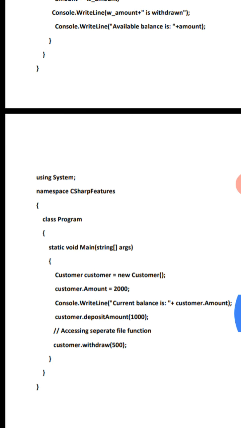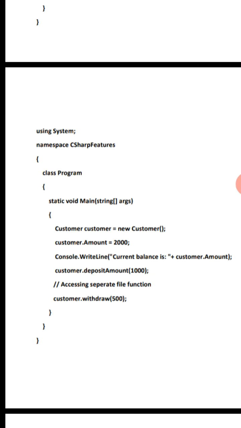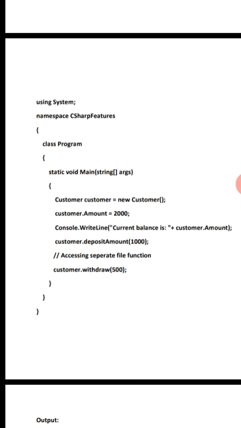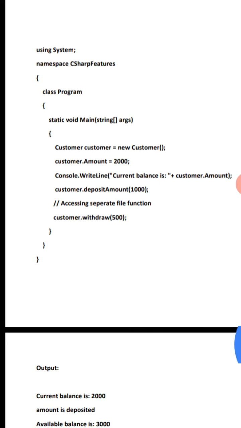Using System namespace. Class Program, static void Main(string[] args). Customer customer = new Customer, customer.Amount = 2000. Console.WriteLine("Current balance is " + customer.Amount). Then customer.DepositAmount(1000), and customer.Withdraw(500).